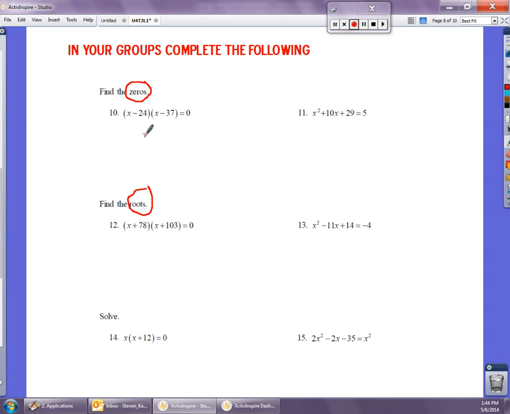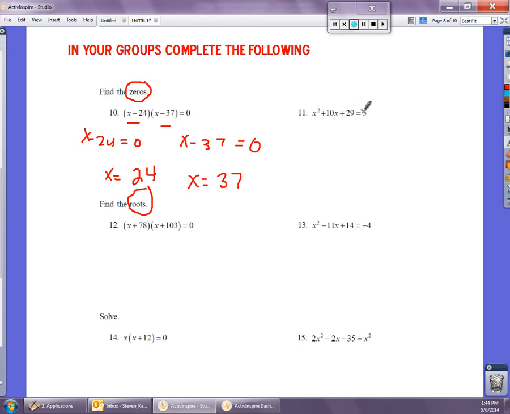I'm not going to show all my work just so it's easier to write, but in this problem, you already had it in factored form which equaled 0. So if you set this equal to 0, or this equal to 0, you get your 2 answers, which are positive 24 and positive 37. I'm not going to write it as a solution set, but those would be your 2 answers in your solution set.